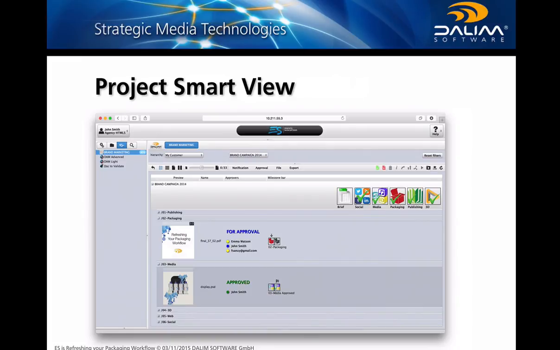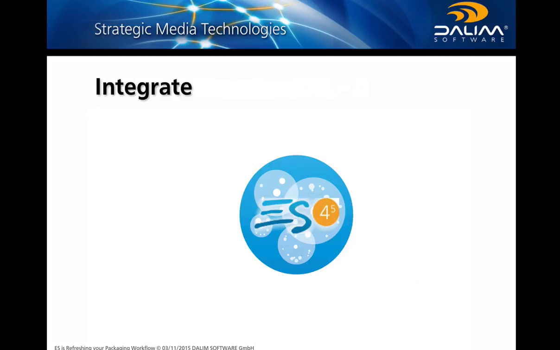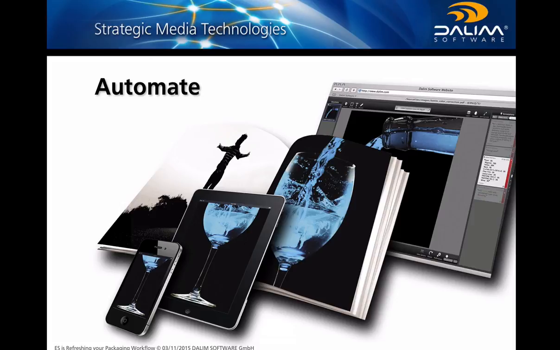Of course, speaking about projects means speaking about smart views, and now you can really follow step by step the different milestones of your projects. There is the ability to use the API to customize a brand portal, which is definitely the purpose for most of your customers. So it's about integration, at the heart of your organization, to be able to integrate different sources of information. Automation, at least, and I like this view because it's really the scope of DALIM, from print to web up to mobile.